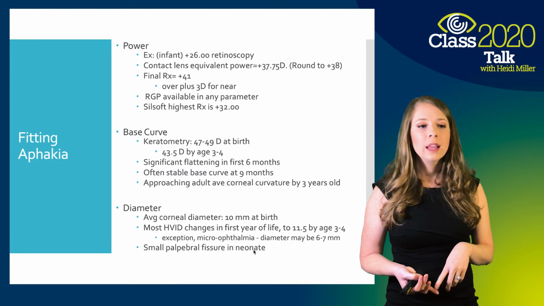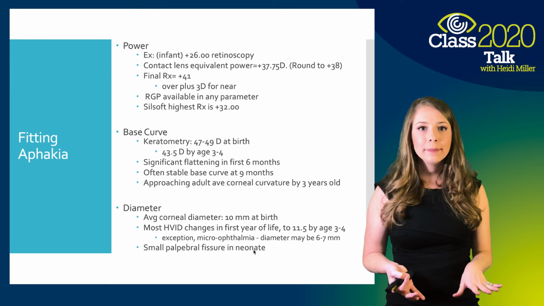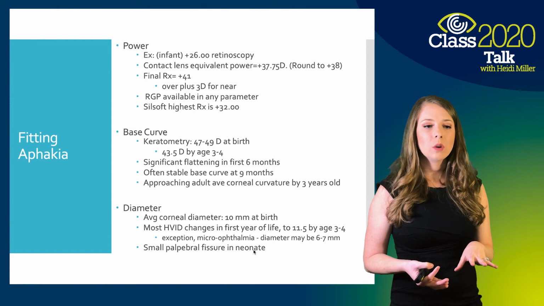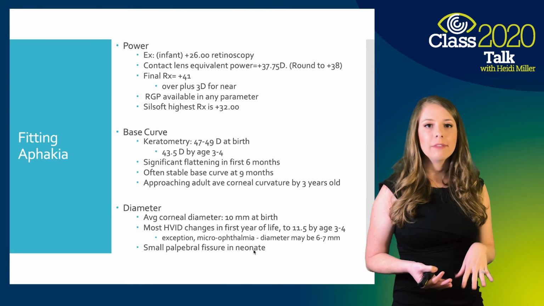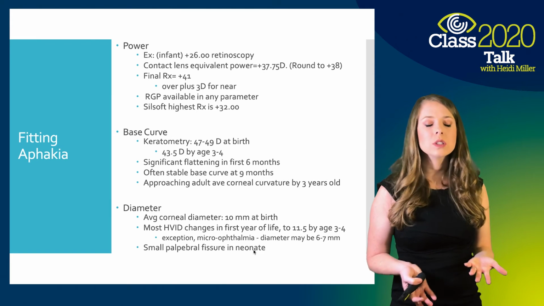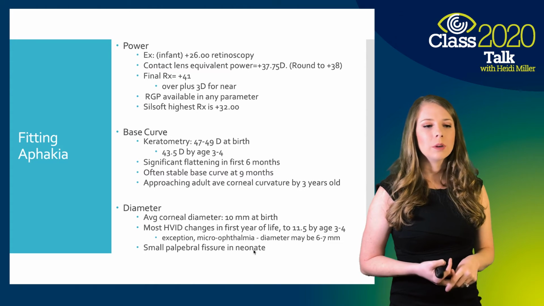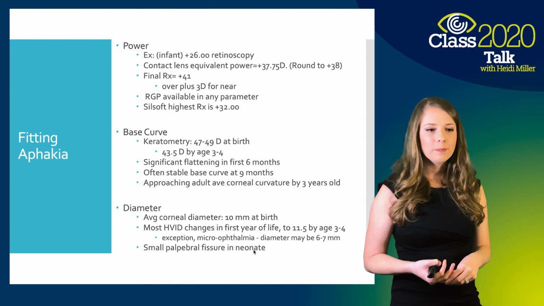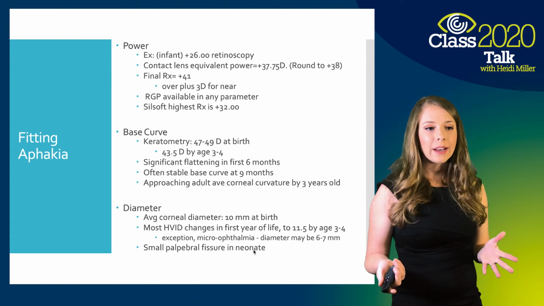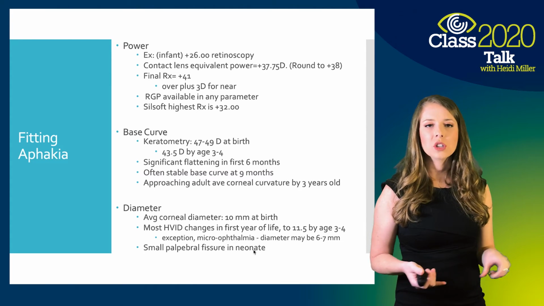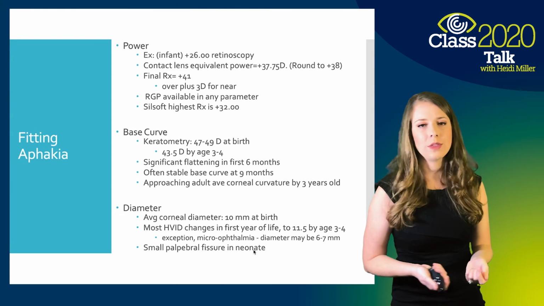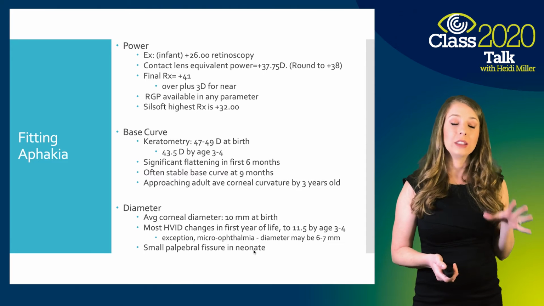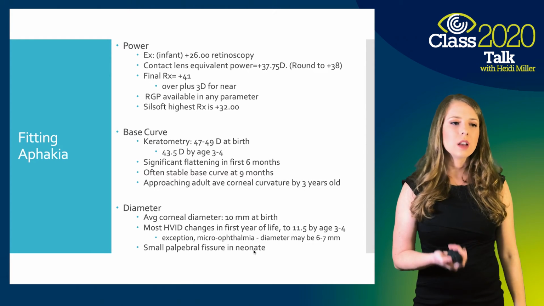For diameter, average corneal diameter is about 10 millimeters at birth. And then you usually get the most changes in corneal diameter in the first year of life. And around age 3, again, you have close to your adult corneal diameter parameters. The exception would be someone that has microphthalmia. And just as a reminder, for small palpebral fissures, diameter is why we go bigger with those lenses, just to make sure they're tucked up underneath those lids and try to help prevent that lens loss.